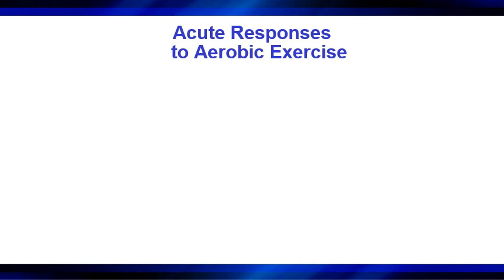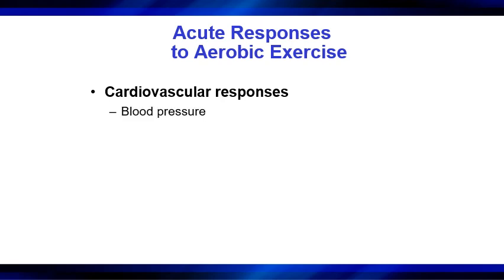So continuing on, we're going to look at acute responses to aerobic exercise, looking at cardiovascular responses. First we're going to look at what occurs with blood pressure, but even before that, talk about what blood pressure is. Probably everybody's had their blood pressure taken at some point. Blood pressure is the pressure that the blood exerts against our arteries, and it allows things like oxygen and nutrients to perfuse through to our tissues and cells in the body.